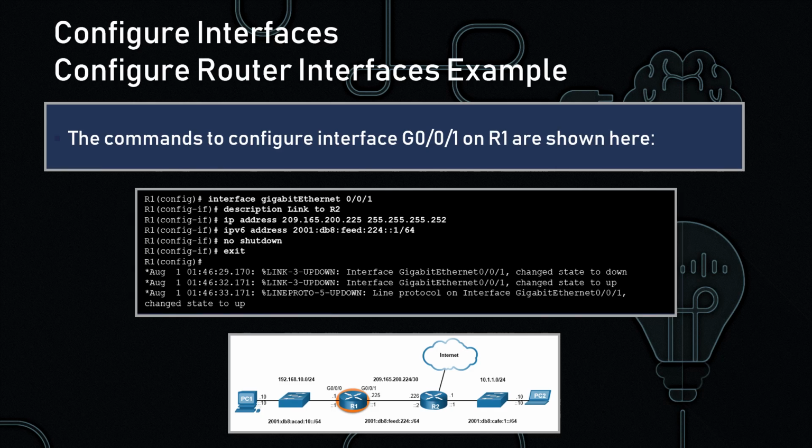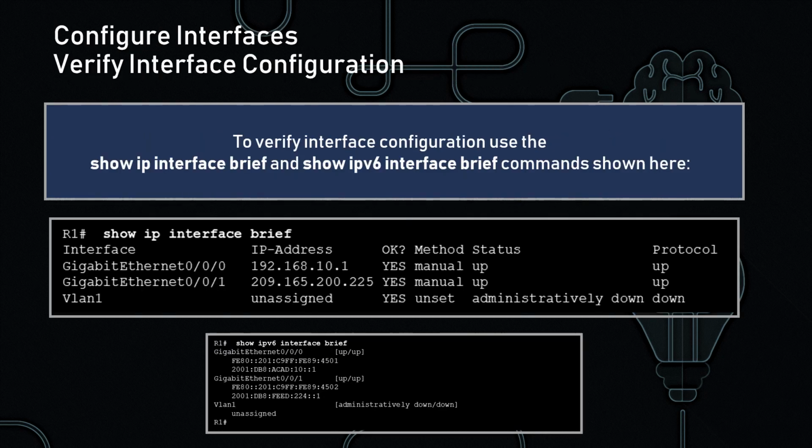And then here we see the G0/0/1. So we see a little bit of difference here. We changed the description. Obviously, it has a different IP address and an IPv6 address. To verify our configuration, we're going to use show ip interface brief and show ipv6 interface brief.